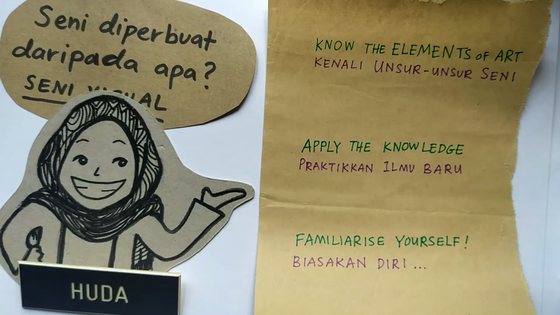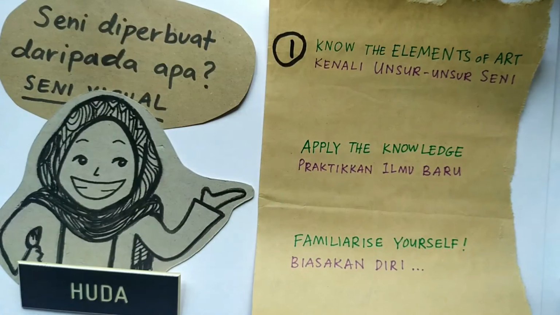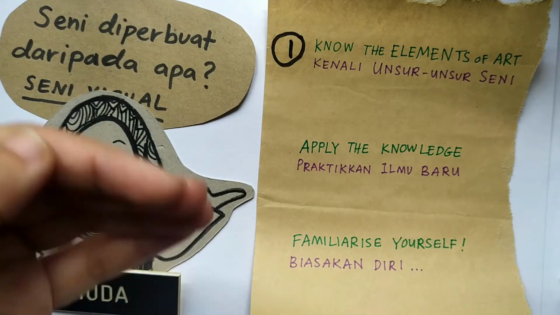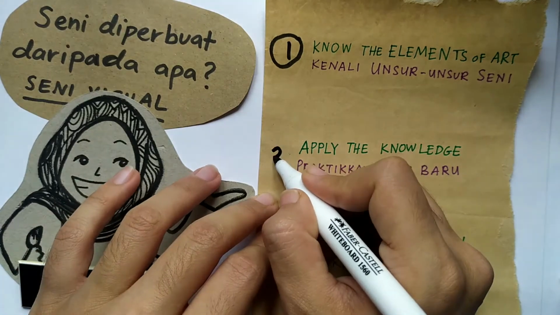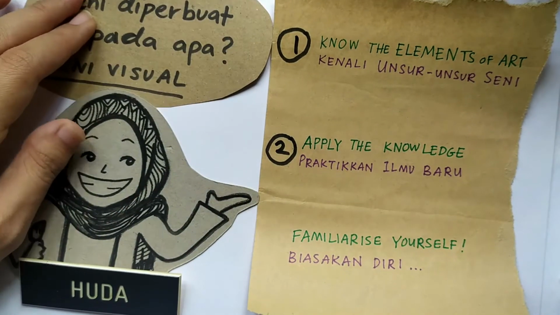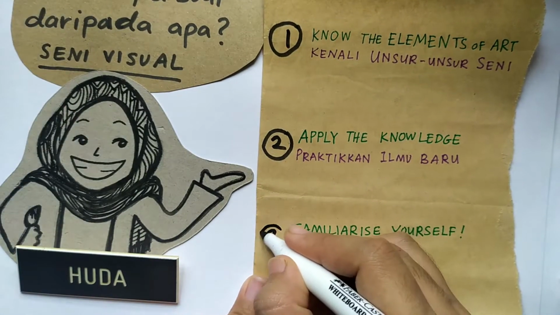know the elements of art. Okay, dengan mengenali unsur-unsur seni itu sangat penting. Dan yang kedua, praktikkan ilmu baru. Once we've learned something new, it's only fair that we apply the knowledge so that we can remember it for future use. And the last one is to familiarize yourself.